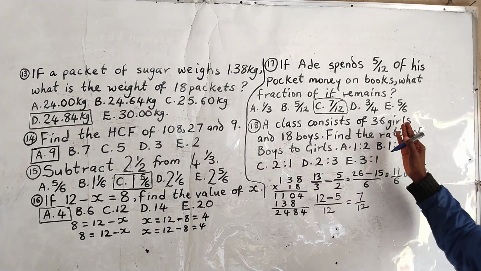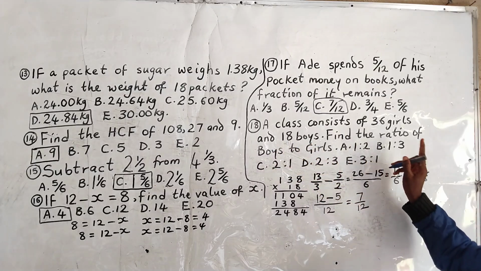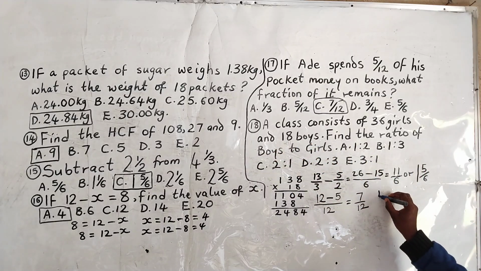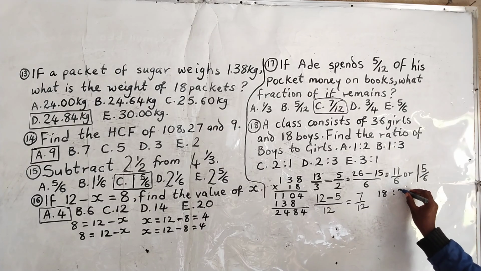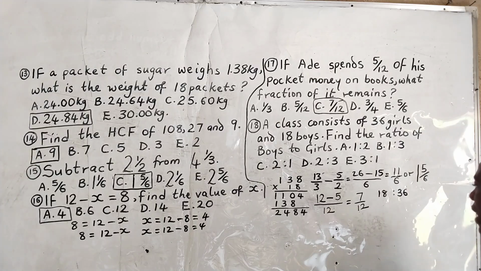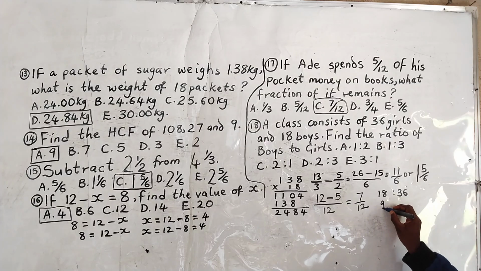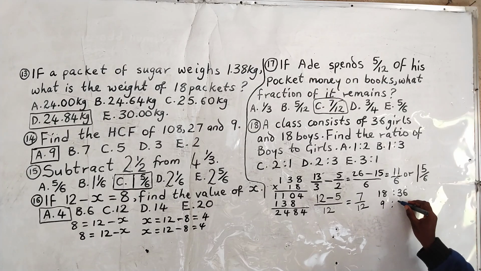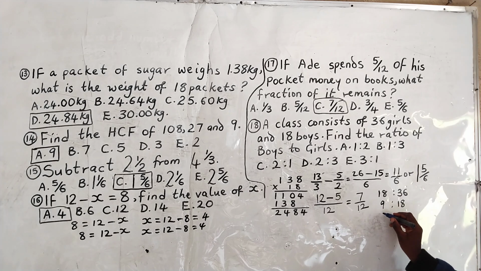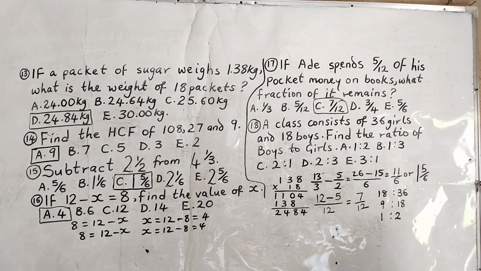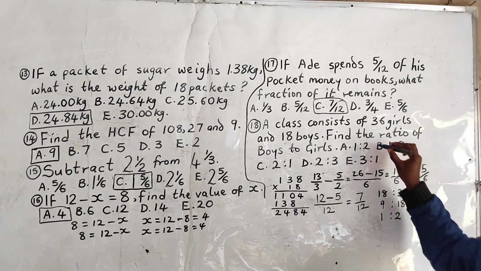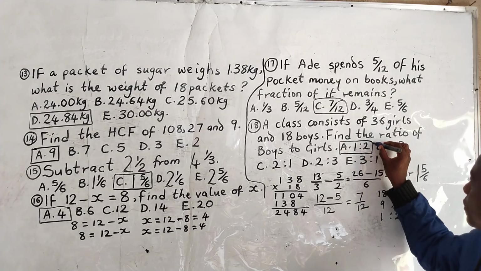We now proceed to the last question that we have in this part. They said a class consists of 36 girls and 18 boys. Find the ratio of boys to girls. They mention boys first, so I will write 18, is to girls, and the girls according to this question is 36. Whatever I do to this side, I will do to the other side. 2 can go: 2 divide this, it will give us 9. 2 divide this, it will give us 18. Let me just divide with 9 by 9. 9 divide 9 is 1. 9 divide 18 is 2. So the answer to this question is 1 is to 2, which is option A.